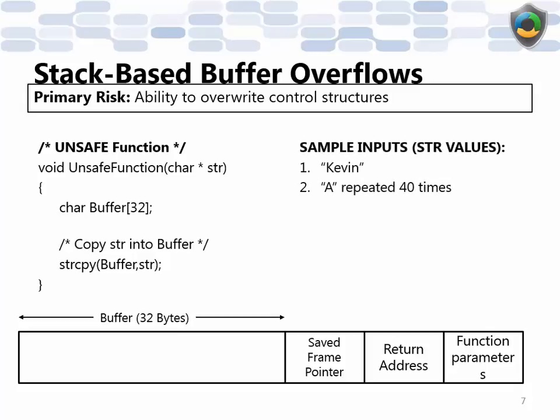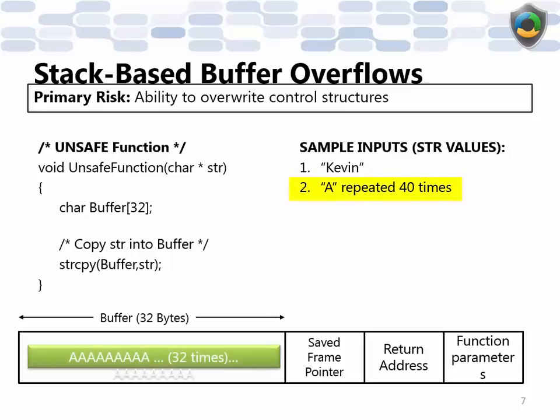Here are some more sample inputs that you could input into the save function. The first is the string Kevin. The second is the letter A repeated 40 times. Well, let's start with Kevin. It's only 6 bytes long, 5 bytes for the KEVIN, and the trailing null terminator byte. That fits within the bounds of the buffer. So the function completes, the CPU restores the return address back to the EIP register, and you have normal execution. There's no buffer overflow condition here.